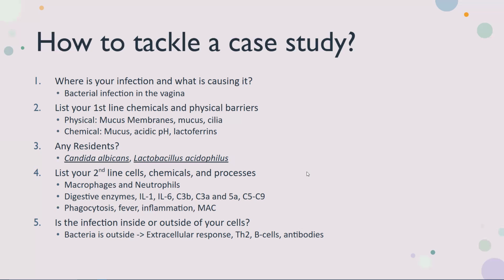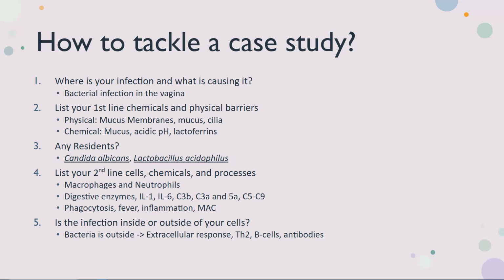Step three, do I have any resident microbes in the vagina? Like I mentioned before, we've got Candida albicans. You also got Lactobacillus acidophilus. Again, you don't have to know multiple. I would just know one, maybe two if you want to have a second backup. But just list all your residents.